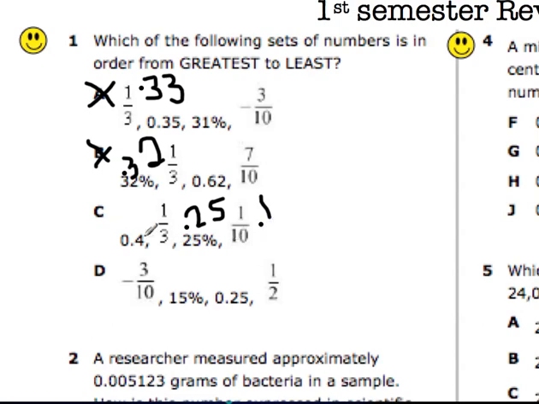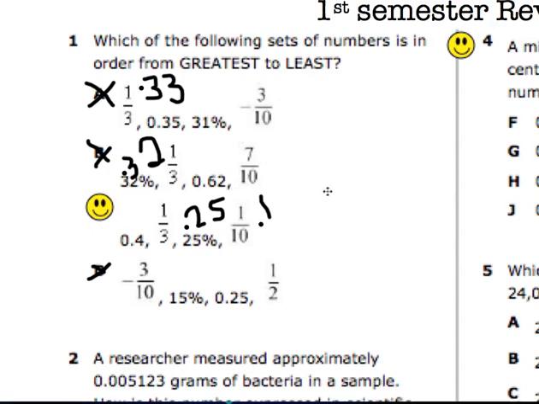Let's check the last one just in case. D starts with a negative number and goes to positive numbers. We see that this one, if you really look at it, is going from least to greatest. So D is not correct. Again, one of the better ways to compare numbers is to put them into the same form. C is the correct choice.